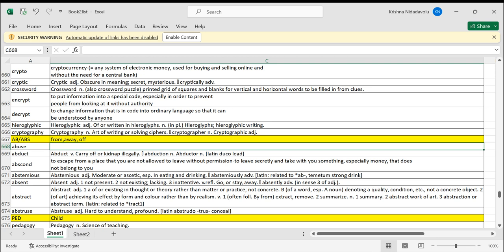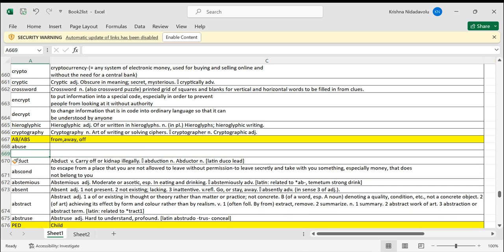Aberrant behavior. Err is error. Aberrant. Ab plus err. This is wandering away from what is acceptable. Aberrant behavior is more of erratic behavior, more of error-like behavior, more of behavior that is not acceptable by the general public. It will be kind of absurd behavior.